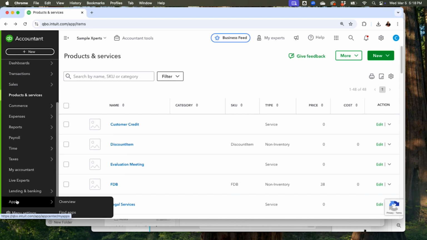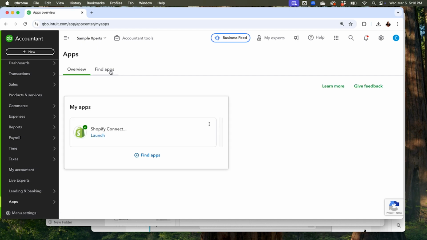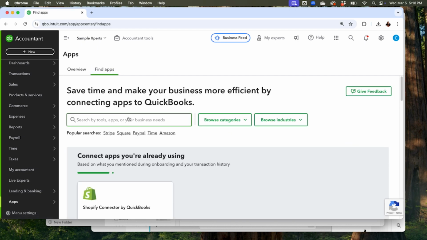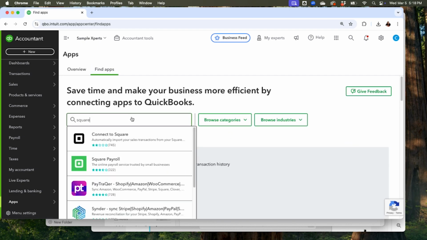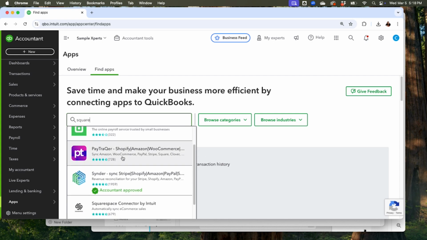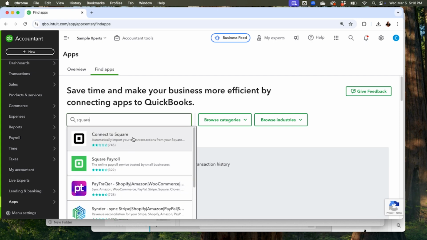Square is going to be under apps, and you can find here, find apps, and Square, and that's connect to Square. You can connect Square Payroll as well. And by the way, I love to connect Square Payroll.